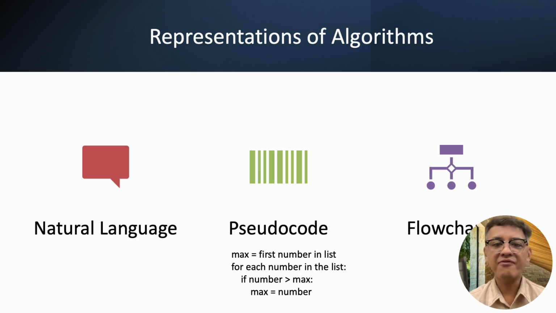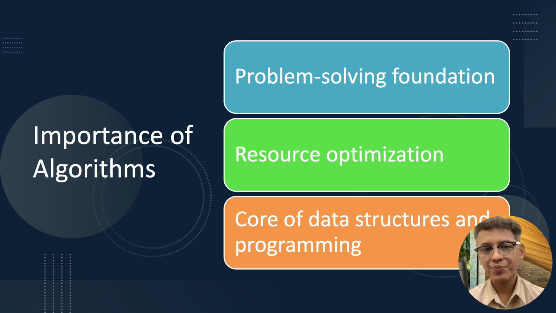Finally, we have flowcharts, which use visual symbols to represent processes, decisions, and flow of control. These are especially useful for planning and explaining logic before writing any code. All three natural language, pseudocode, and flowcharts are valuable tools in designing and understanding algorithms.